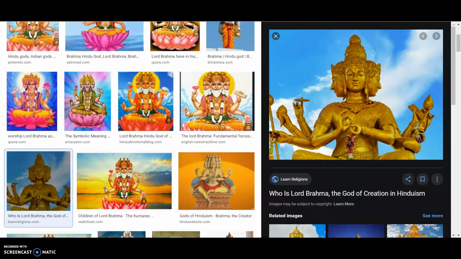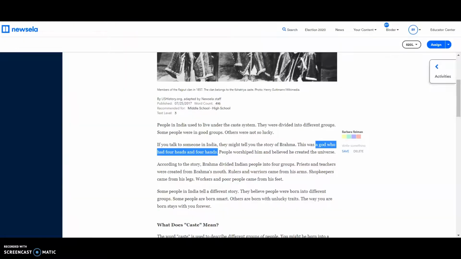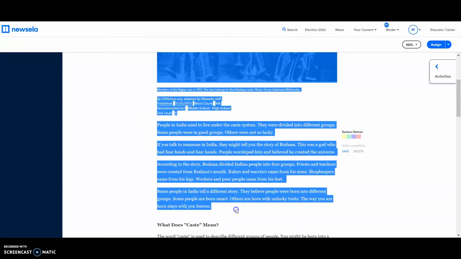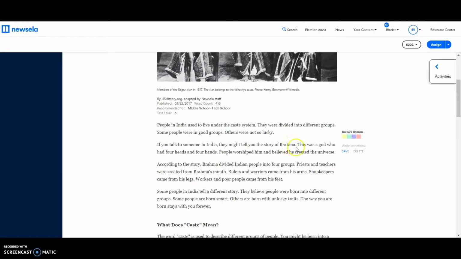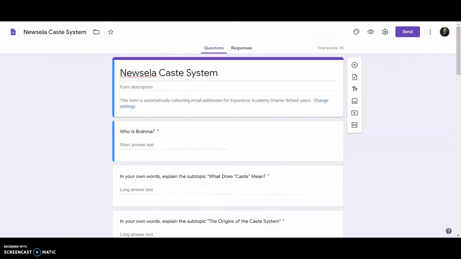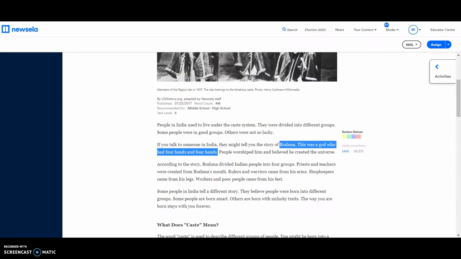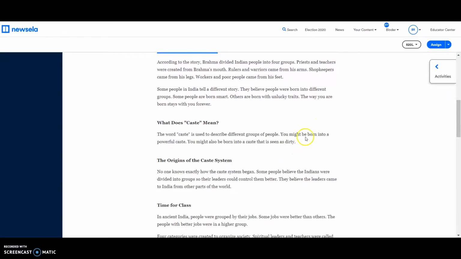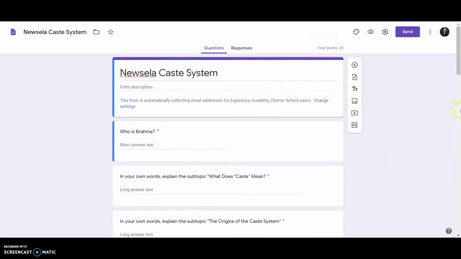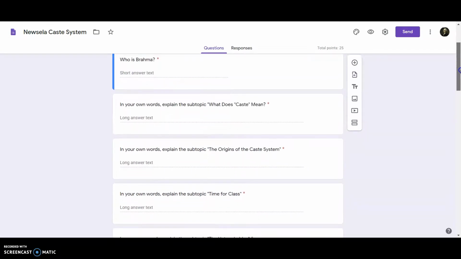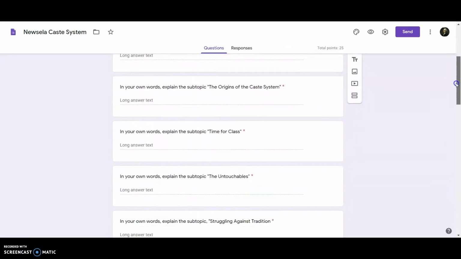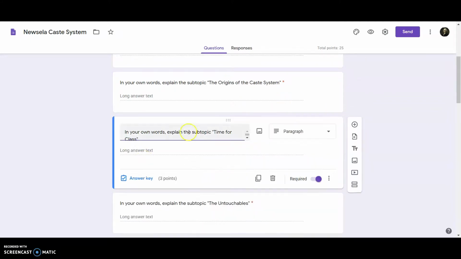Okay. So first question says, who is Brahma? You can find Brahma in this first section here. Depending on what level you have, it tells you who Brahma is. So you can just highlight Brahma and then put that in. All right, so the next question says, in your own words, explain the subtopic, what does caste mean? So you just come up here, you'll read this, and then you'll just take out the main points of it. And then do the same thing. You're just annotating on Google Forms here, going back and forth and putting in your own words what the answer is.